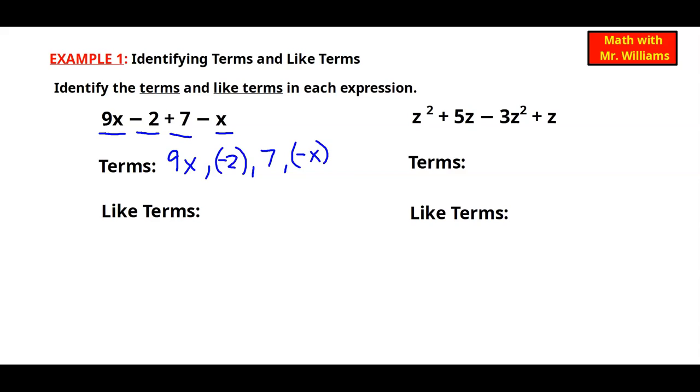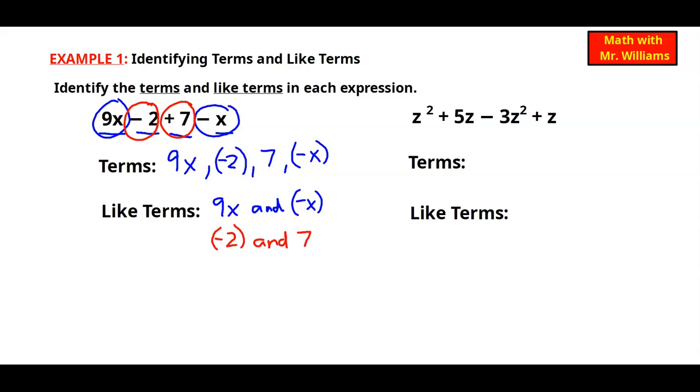Now those like terms are the ones that have basically the same last name. So in this case, we see there's a 9x, and we see we have another x over here. Those are like terms. All right, but then we also see we have a negative 2 and a 7. Those don't have any variables next to them. They're just numbers. So what we're going to do is we're going to go ahead and bring them down. And those are also like terms.